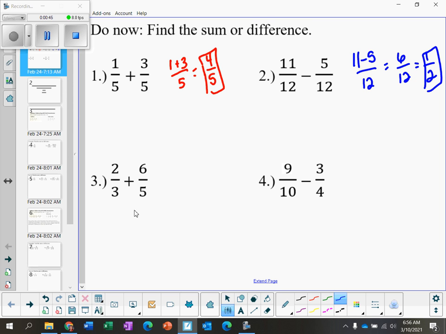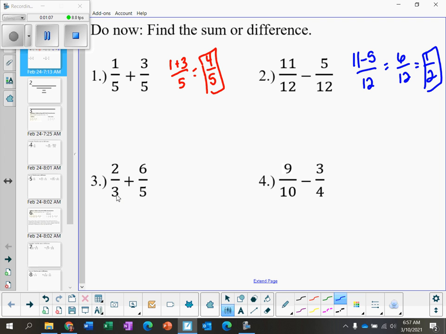But in number 3, we have different denominators. So there's 2 ways to go about it. We can think of finding the least common denominator, or we can look at the 2 denominators and break them down to their lowest factors, and whatever this one doesn't have, we're going to multiply that fraction by it, and whatever this one doesn't have, we're going to multiply this fraction by it.